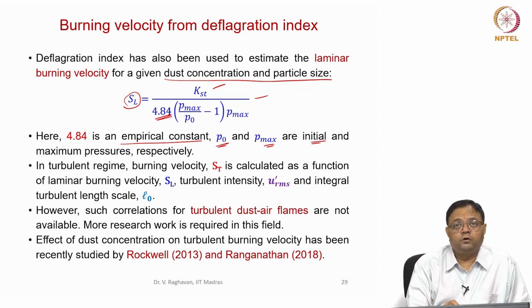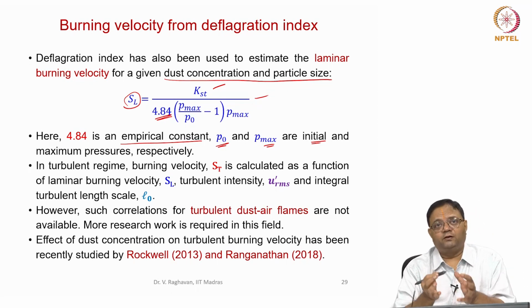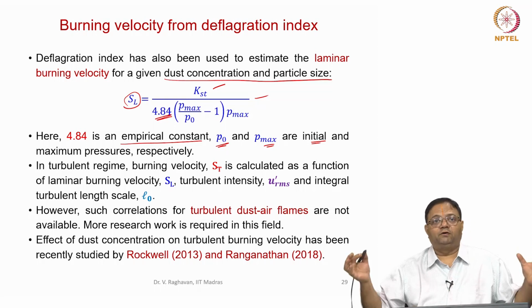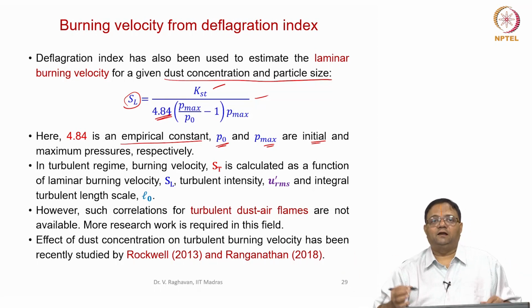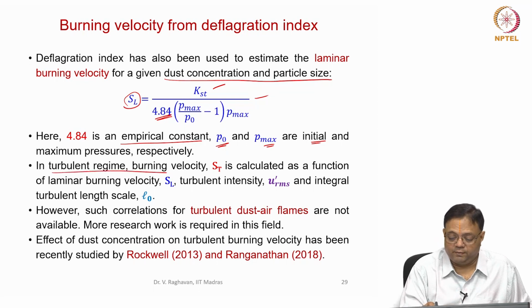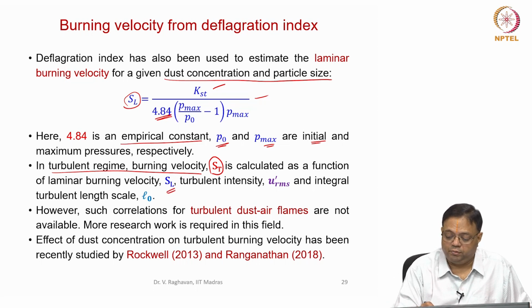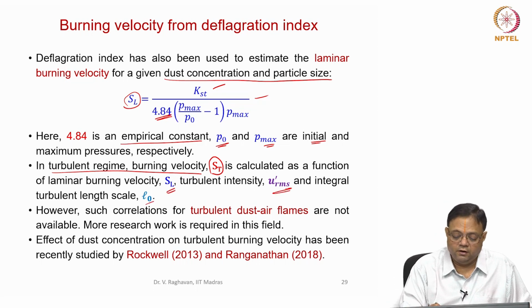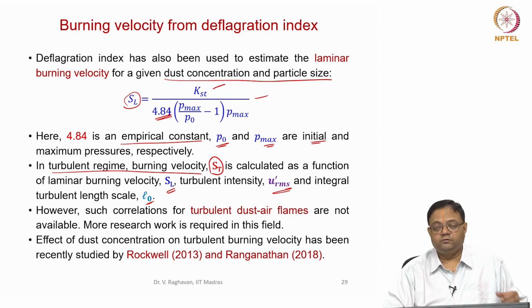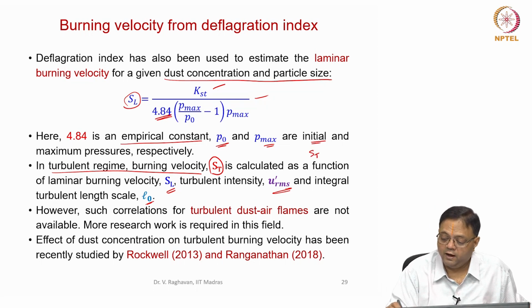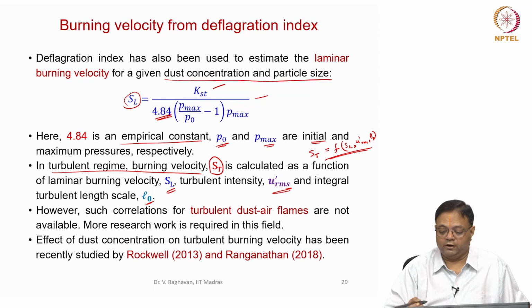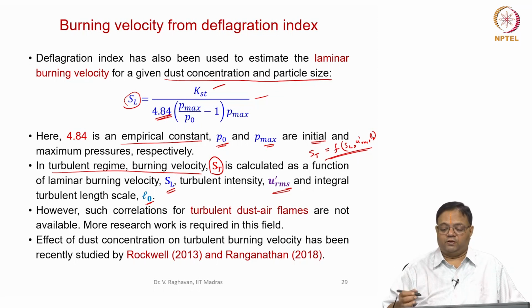Now, in a smaller vessel, everything remains laminar, so I can use this expression. In bigger vessels, the flame is initially laminar but transitions to turbulent. In the turbulent regime, the burning velocity St can be calculated as a function of SL plus the turbulent intensity and the length scale, which is, say, the integral length scale L naught. So, there are correlations for this: St as a function of SL, U dot RMS and L naught. This is available. We can use this to estimate St as a function of SL.